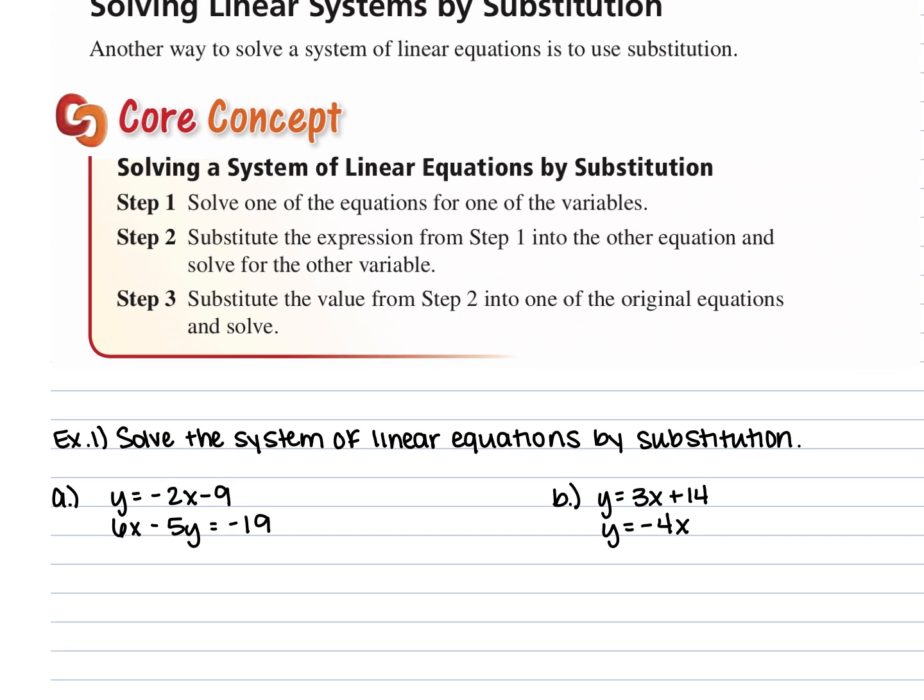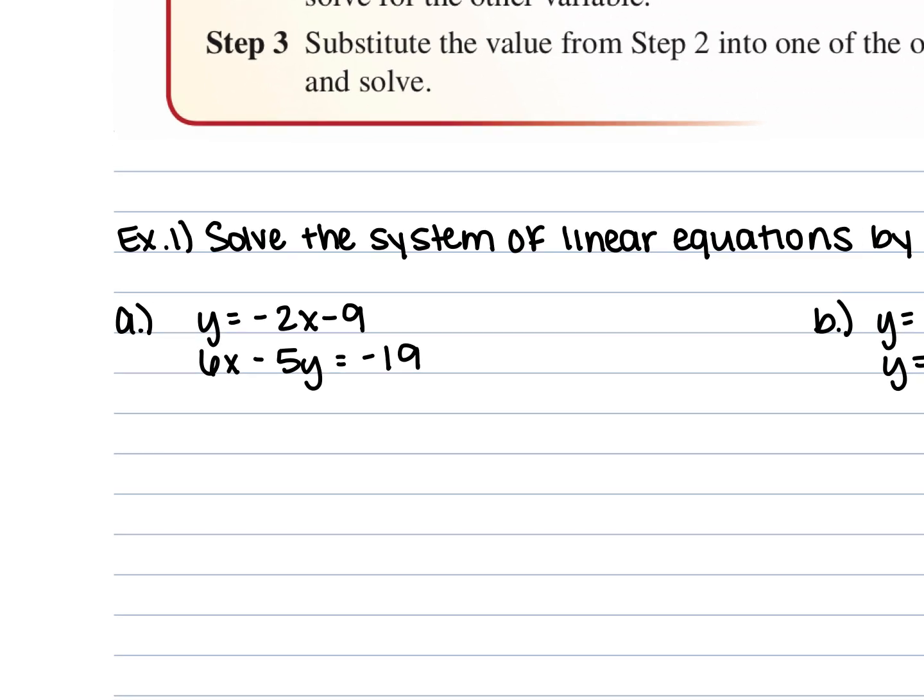So it gives us some steps to follow when solving by substitution. We want to solve one of the equations for one of the variables. So we either want one of the equations to be x equals or y equals. We want one of our variables isolated. Then we substitute the expression from step 1 into the other equation and solve for the other variable. And then we substitute that value, so the answer we get, into the other equation and solve for the remaining variable.